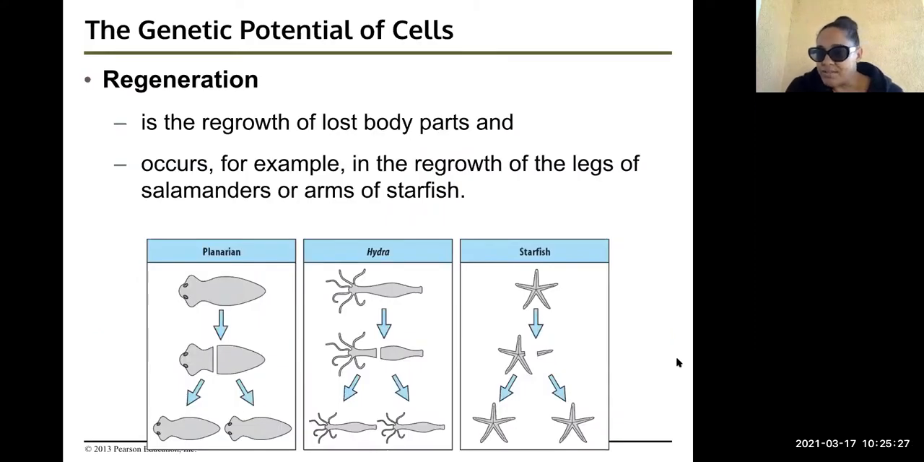Animals can also do this. We can't, but some animals can. It's called regeneration. It's the regrowth of lost body parts, and it occurs, for example, in the regrowth of the legs of salamanders or arms of starfish. Everybody's heard that if you cut off a leg or a tail of some kind of reptile, it'll grow back. Or starfish, if you cut off the arm of a starfish, the starfish will regrow that arm, but the arm will also regrow an entirely new starfish.